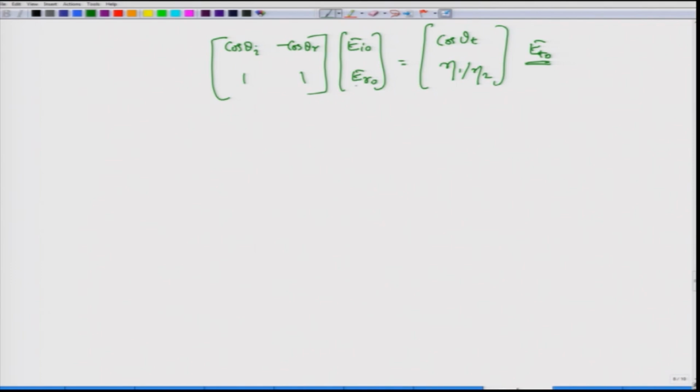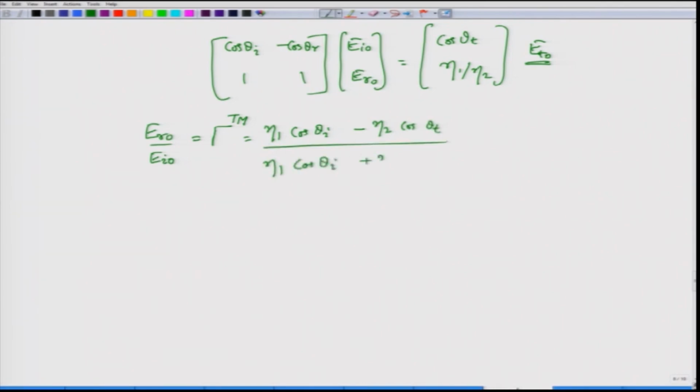Now you can simplify these equations whichever way you know: add them, subtract them, or use the matrix, find the determinant and simplify. You eventually end up with the ratio of the reflected field to the incident field, denoted by gamma, the reflection coefficient. Since this is the TM case, we denote it with a TM superscript, for the transverse magnetic case. It equals eta 1 cos theta_I minus eta 2 cos theta_t, divided by eta 1 cos theta_I plus eta 2 cos theta_t.